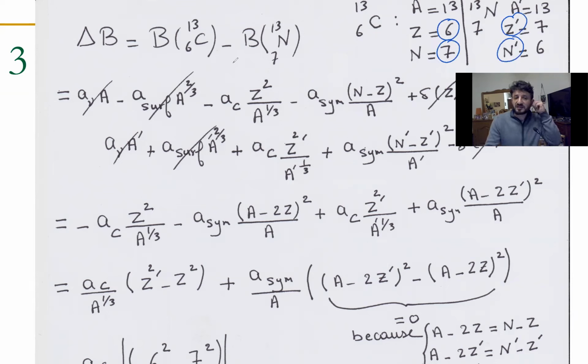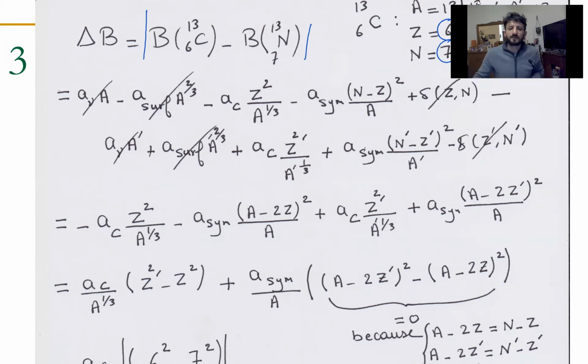So we can write delta binding energy here by using the semi-empirical formula. You can put the binding energy of carbon minus nitrogen or of nitrogen minus carbon. Anyway, you can write the absolute value of delta binding. You know, the binding energy equals the volume term minus the surface term, Coulomb, symmetric, and pairing, minus the same terms for the nitrogen. I just write the value of the binding energy of each one.